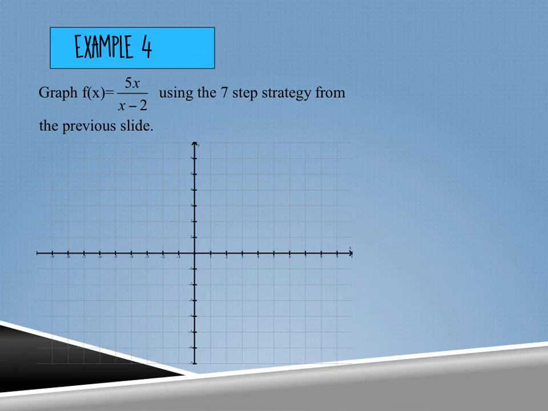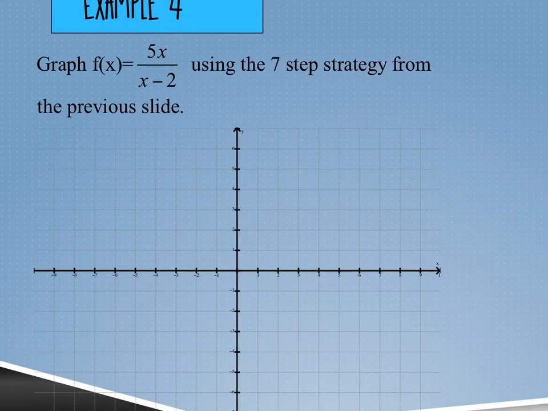All right, we're going to work one through all the way from the beginning. Jacob, stay with us. It says graph f of x equals 5x over x minus 2 using the 7-step strategy from the previous slide. So again, I'm not worried about the order on it. Usually, I will go vertical asymptote first. Well, first I'm going to see, can that be simplified? Can anything be canceled out?